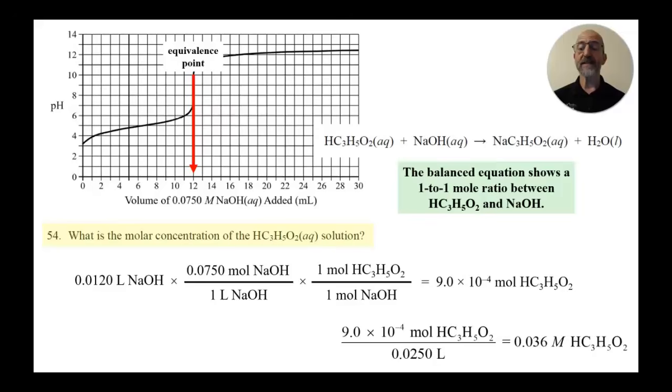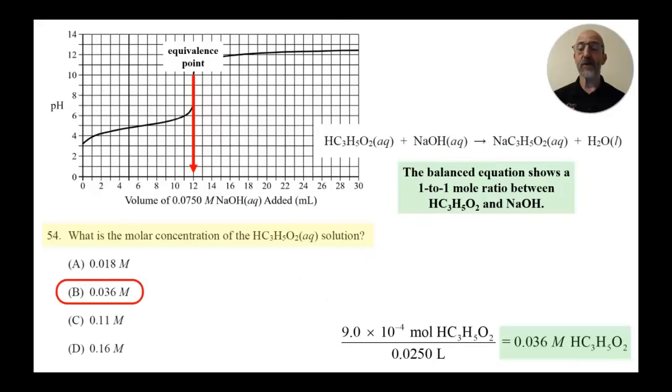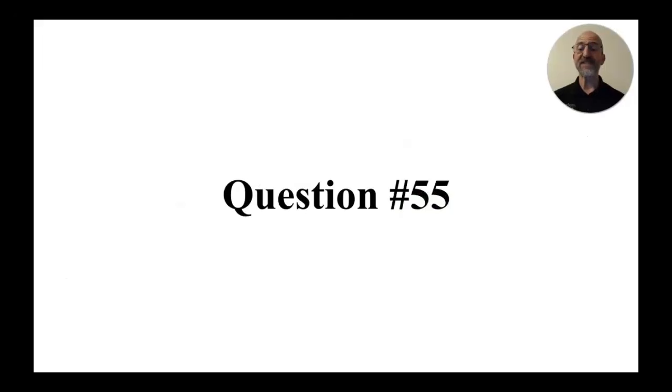So the correct answer to question 54, what is the molar concentration of the propanoic acid solution? It is 0.036, and so the correct answer to question 54 is choice B. Now, there's one more multiple choice question in this multiple choice question set, and that is question 55.